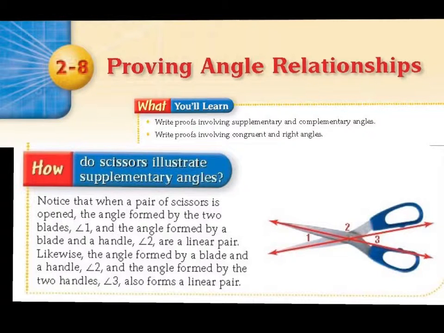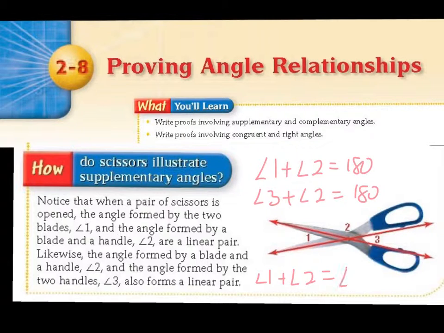If we wanted to show angle 1 plus angle 2 equals 180, that's a linear pair, and angle 3 plus angle 2 equals 180 is also a linear pair, we could then show that since they're both equal to 180, angle 1 plus angle 2 must equal angle 3 plus angle 2. Then we could subtract angle 2 from both sides, and we could prove that vertical angles are congruent. Angle 1 is equal in measure to angle 3. Put some measures in there.